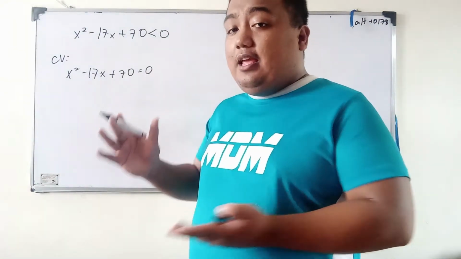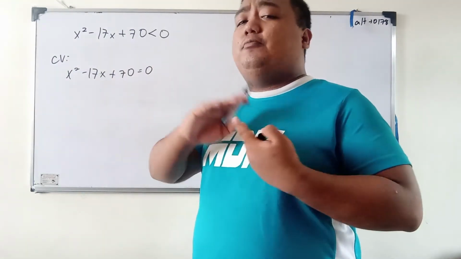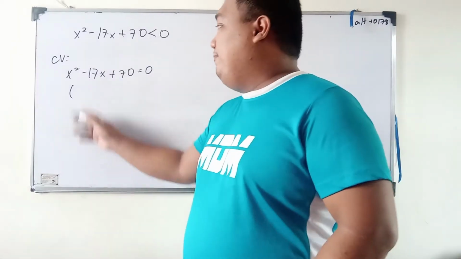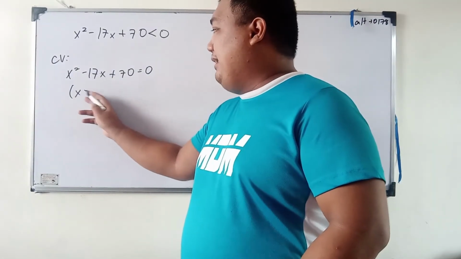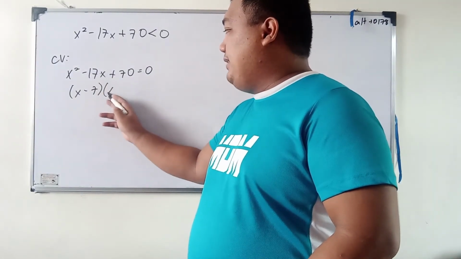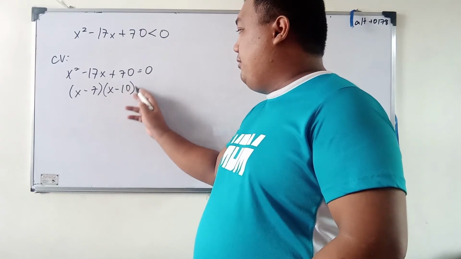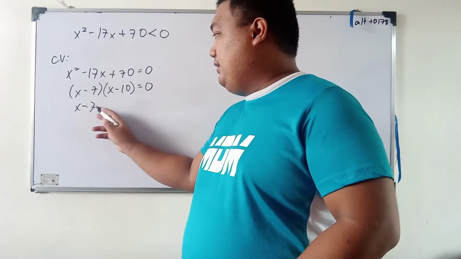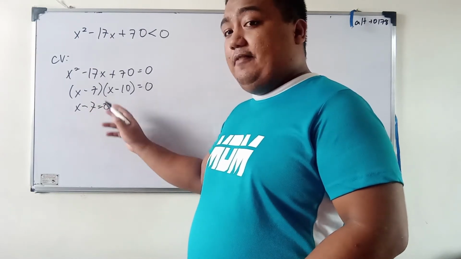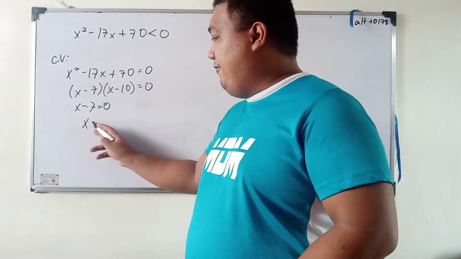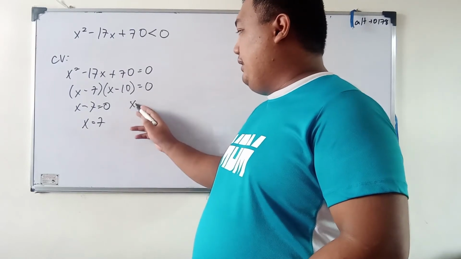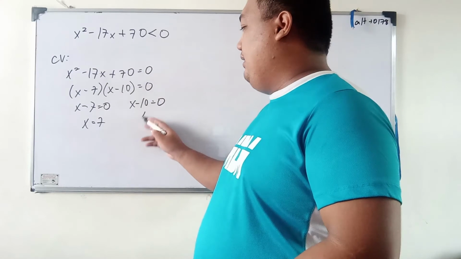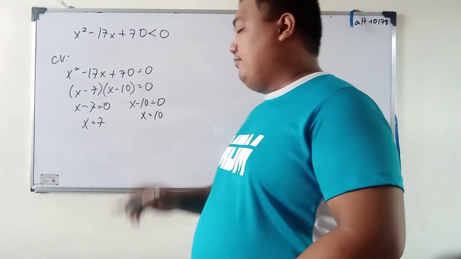So by factoring, using the quadratic formula, completing the square, no? I will use again the factoring, no? So that will be x minus 7 times x minus 10 is equal to 0. So x minus 7 is equal to 0. Put negative 7 on the other side, so x equals 7. So x minus 10 is equal to 0. Put negative 10 on the other side, x is equal to 10.